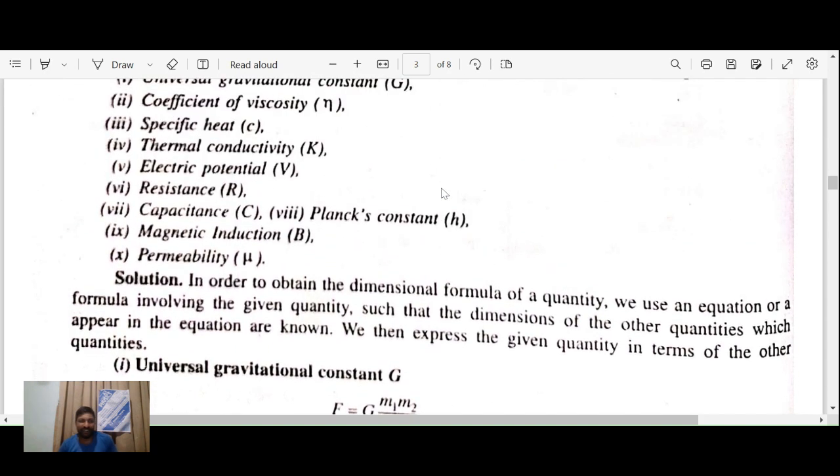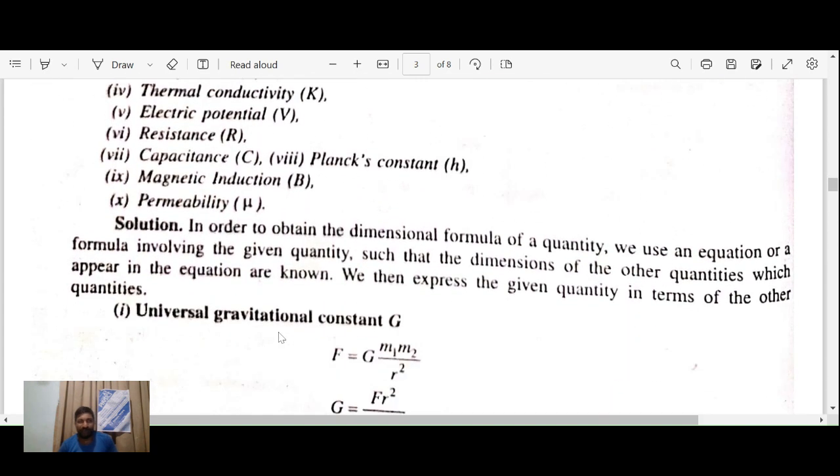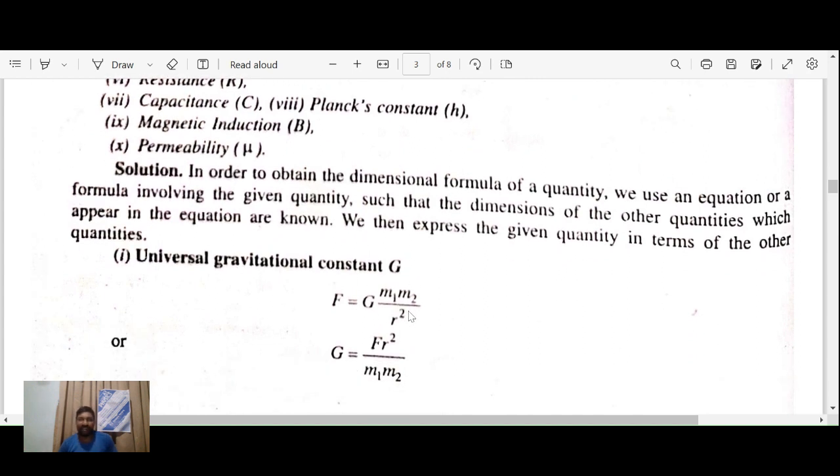Now see the first very easy example: universal gravitational constant, capital G. It comes under the gravitational field. We know Newton's gravitational formula is given by capital F, the attractive force between massive bodies: F equals G, the gravitational constant, times the product of the masses divided by the square of the distance. What do they ask about? They are asking about the dimension of G. So make G the subject. This is simple O level maths.